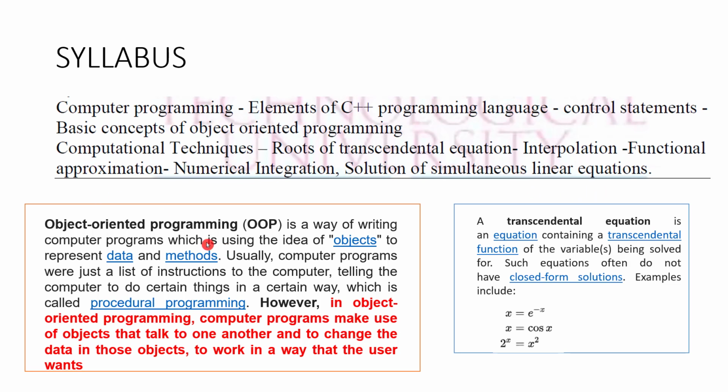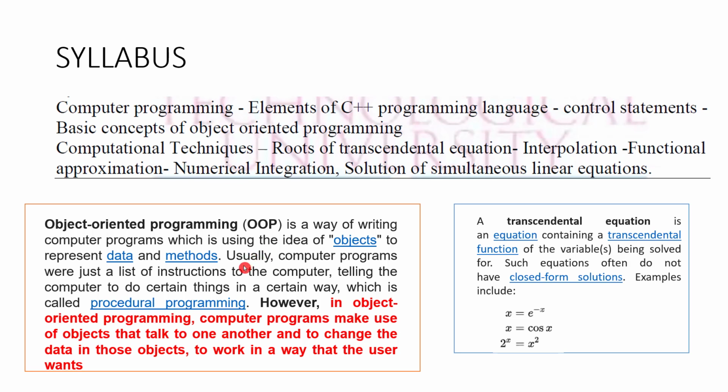What is the difference, or why is C++ called an object oriented program? For that, you should learn what an object oriented program is. So, we'll see the theory. Object oriented programming, spelled short as OOP, is a way of writing computer programs which uses the idea of objects to represent data and methods. If it's not clear to you, we'll come to it.